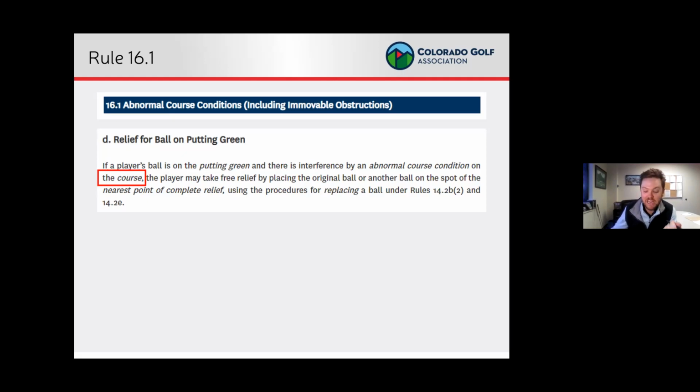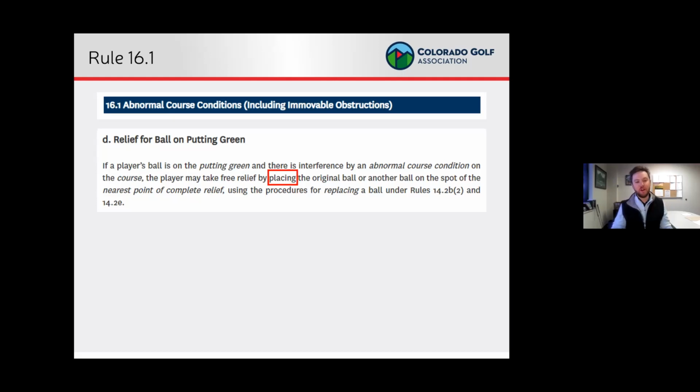So it doesn't necessarily mean on the putting green. Like I said, I could be putting and a sprinkler head is in the general area. That's on the course. I get relief. Again, it's all within reason. It's reasonable relief. Kind of goes without saying. And it says also by placing the original ball or another ball.